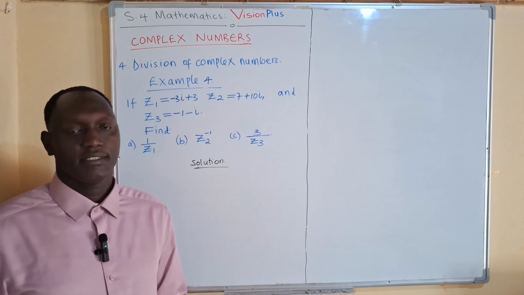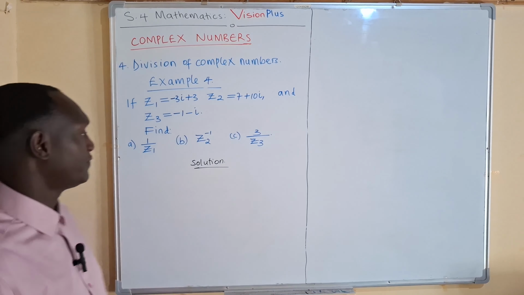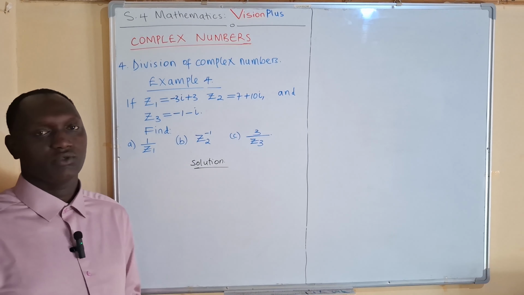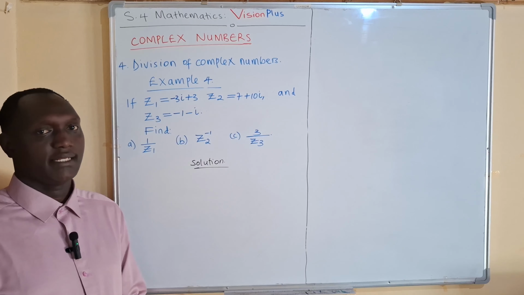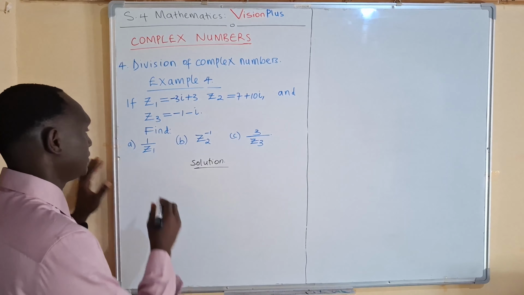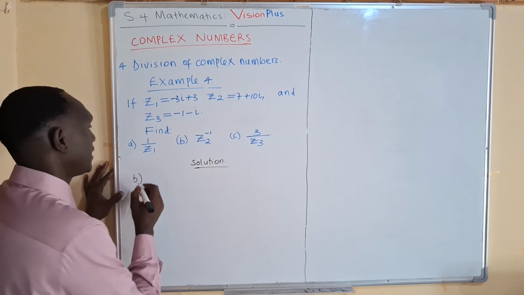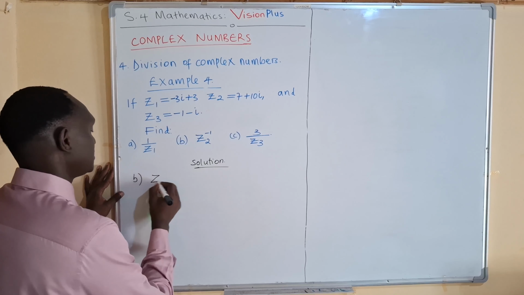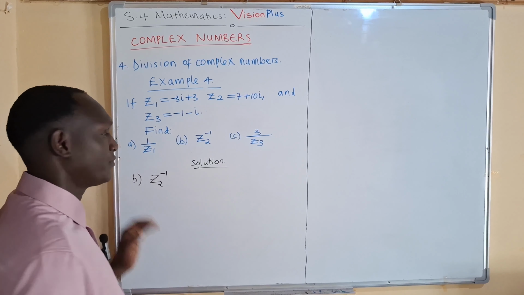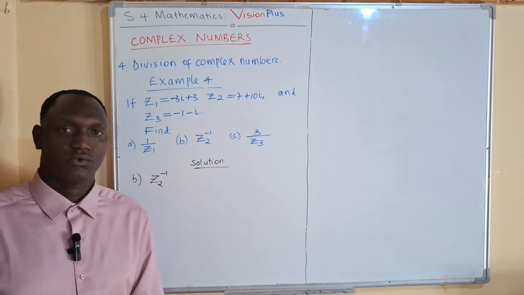And going to part B, it says that we need to find Z2 inverse or Z2 power negative 1. This is the inverse of Z2. Part B might look scary. That is Z2 power negative 1. That is just like the inverse of Z2.